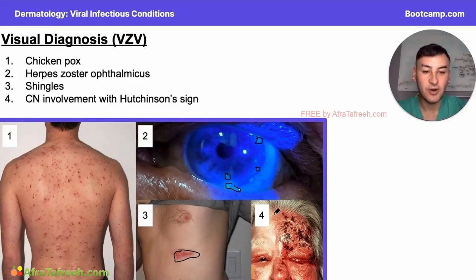In image 4 here, we have the classic dermatomal distribution of VZV on the face. So you can see it's only on one side of this lady's face. She has Hutchinson's sign here at the tip of her nose. She has a bunch of crusting all along here, and we know that she has infection of the eye because we can barely see her eye at all. This is a really bad infection of the trigeminal distribution on this woman's face.